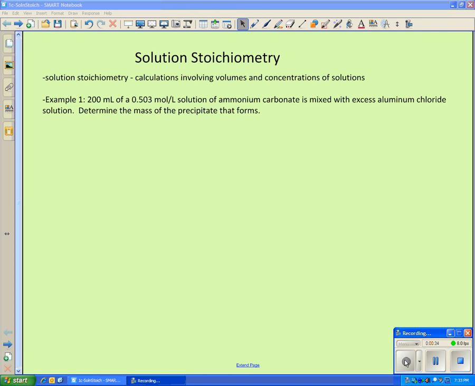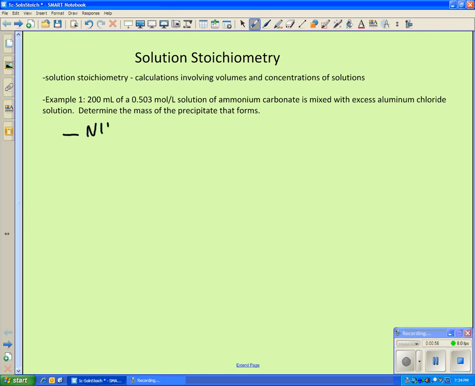In the first example we're going to look at for solution stoichiometry, we have 200 milliliters of 0.503 mole per liter solution of ammonium carbonate that's mixed with excess aluminum chloride solution. And so we're going to determine the mass of the precipitate that forms. So just like always, we need to start with a balanced equation.